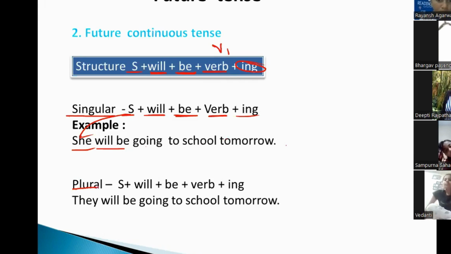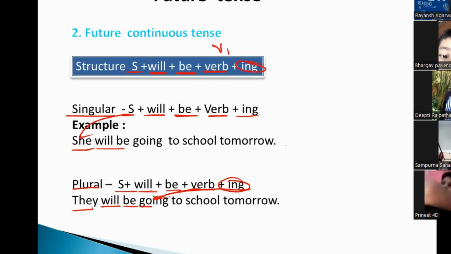Now, when your subject is plural, then again you have the same structure: subject plus will plus be, verb and ing form. They will be going to school tomorrow. So they is our plural subject, will is our helping verb, be and V1 form of verb, and then ing as it is our continuous tense. Okay, clear, everybody? Yes, ma'am, clear.